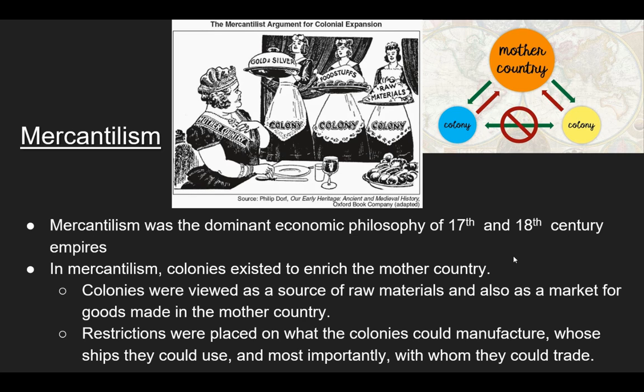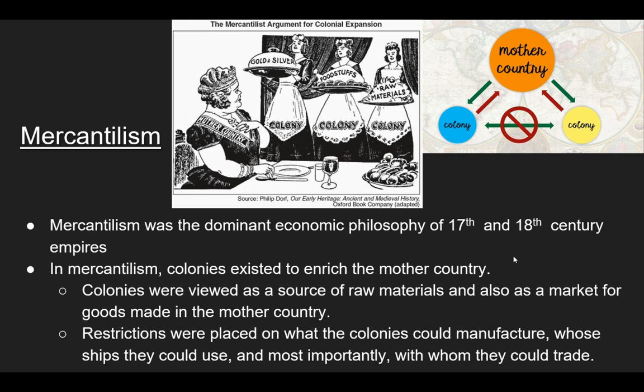As you can see by the diagram at the top of the screen, colonies were not allowed to trade with one another, but only with the mother country. So that New Yorker lumberjack, he's not allowed to trade with a South Carolina manufacturer or anyone from Massachusetts or anyone in the Bahamas or France or Spain. They are only allowed to trade with England.